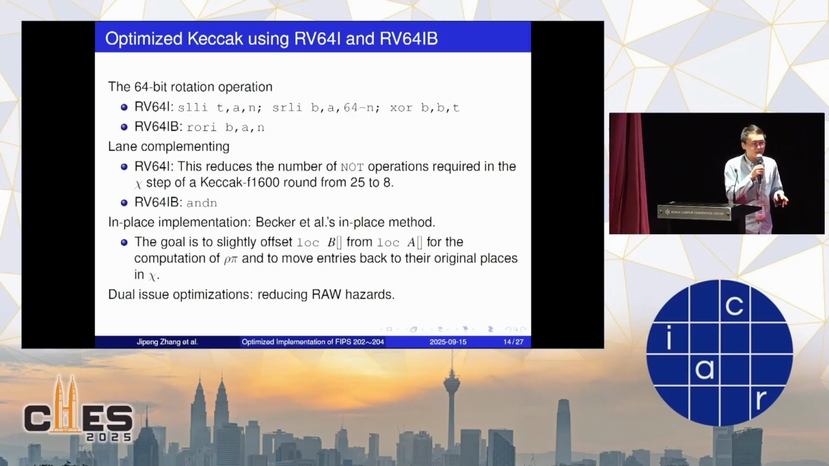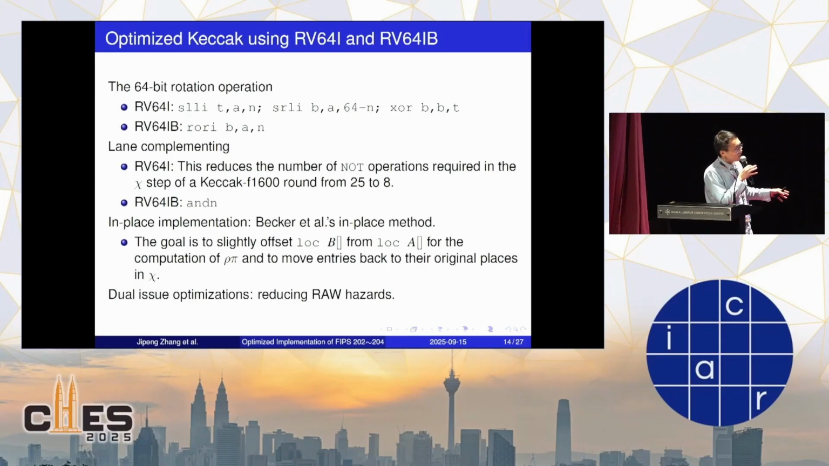Regarding the link complementing, we found that for the version of IV64I, this technique can reduce the number of node operations, so it's useful. But with the support of the B extension, we have an instruction end-to-end, which can perform the node operation without additional cost. So we don't use this technique in this version. Regarding the in-place implementation, we use the existing method.